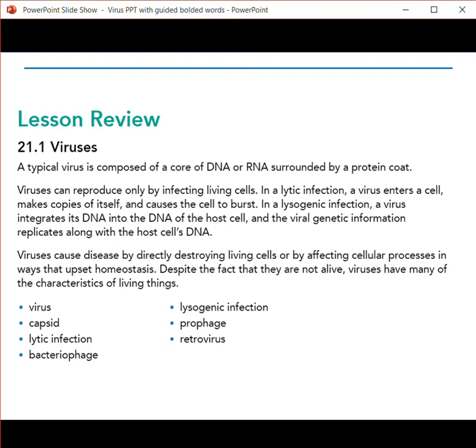We learned that the word retro actually meant backwards, and that it does things backwards with the genetic information. So instead of what we know, DNA makes RNA makes proteins, this retrovirus actually goes from RNA to DNA. All right, so let's move on.